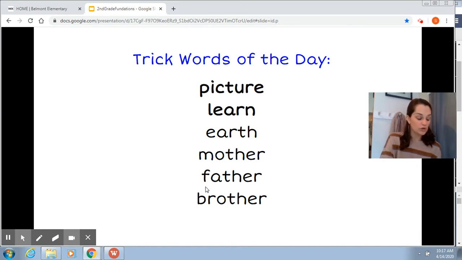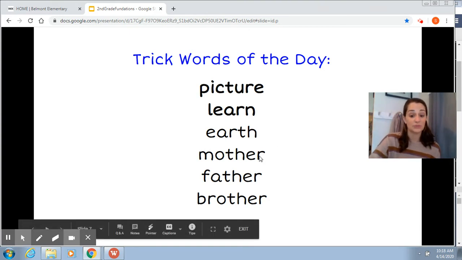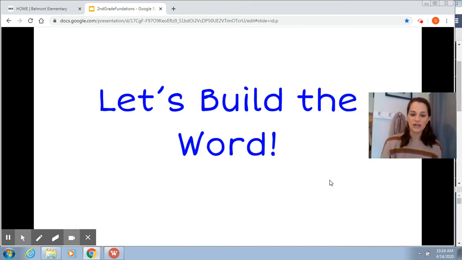You can find these words in your packet, or you can cut them out, or you can put them onto index cards and practice them because they're good trick words to know. I'll go over the other ones real quick. Earth. Repeat. Excellent. Mother. Repeat. Father. Repeat. And brother. Repeat. Lots of ERs on those last ones. Mother, father, brother. Okay. All right, we're going to practice building words.